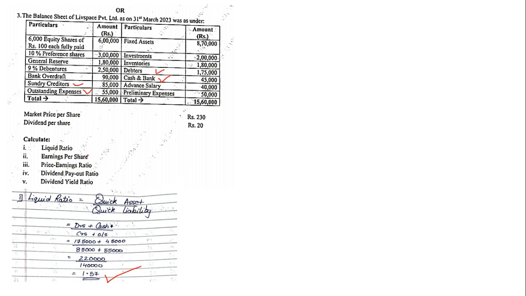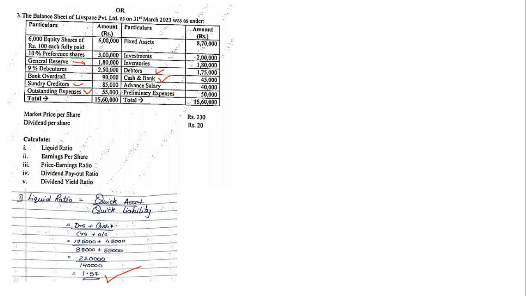Second is earning per share. Earning per share ka formula is basically, net profit after tax minus preference dividend upon the number of shares. So basically earnings available to equity shareholders. So here they have not given you P&L, but they are giving you general reserve. So we consider that as a part of a reserve.